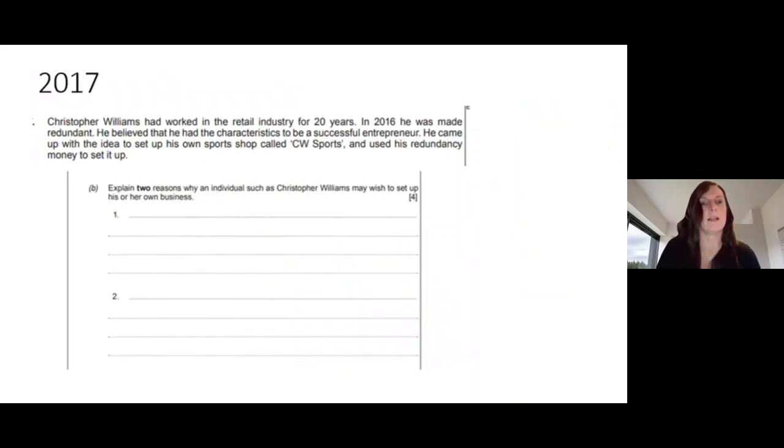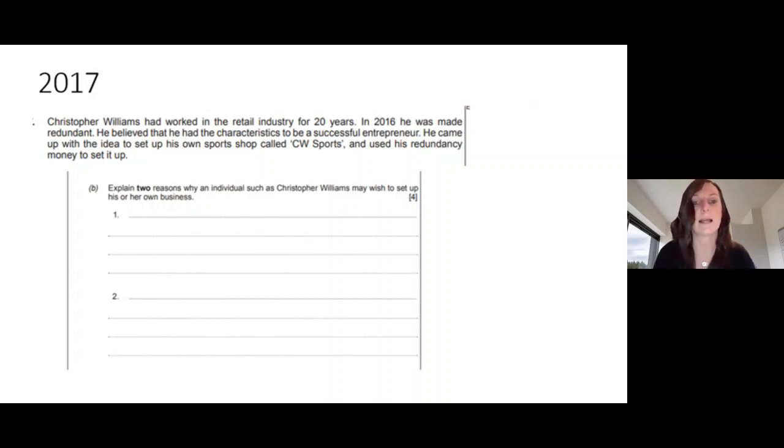Okay. This is another one. So Christopher Williams has worked in retail. This is from 2017. I know it's not 2019, but we have got limited exam questions because we've only got 1 paper to work from. So looking back over those past old spec questions is going to be suitable, and it's going to be useful to you. So in 2016, he was made redundant. He believed that he had the characteristics to be a successful entrepreneur. He came up with the idea to set up his own sports shop called CW Sports and use his redundancy money to set it up.